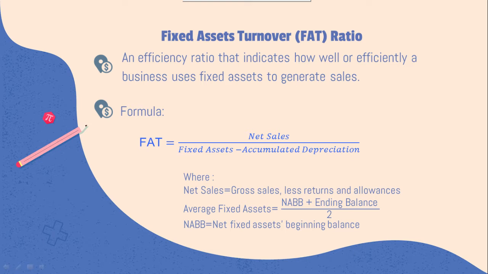Net sales like we used to learn macam gross sales kita tolak dengan return, dan baru sekali kita tak belajar pun, tapi ada kat sini kita tolak dengan allowance. That's how we find net sales. Fixed assets dengan accumulated depreciation dia, tu je formula dia untuk dapat fixed asset turnover ratio.